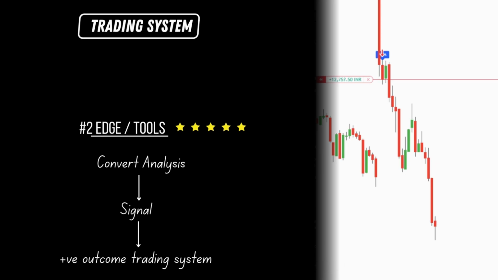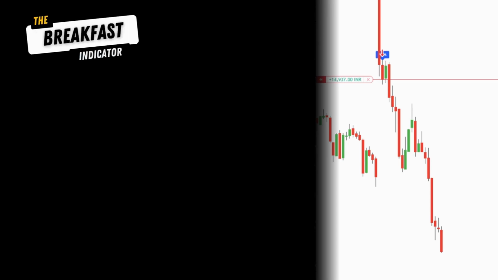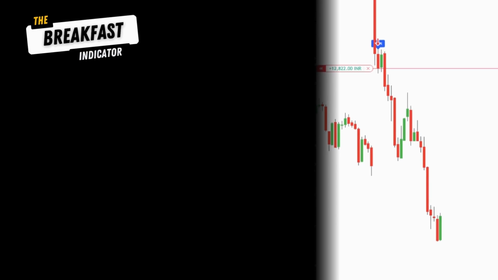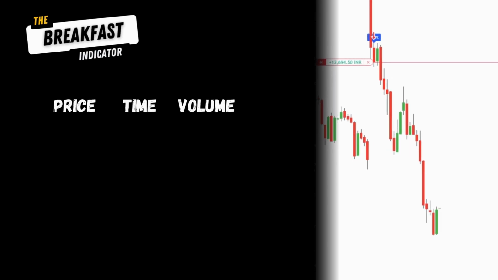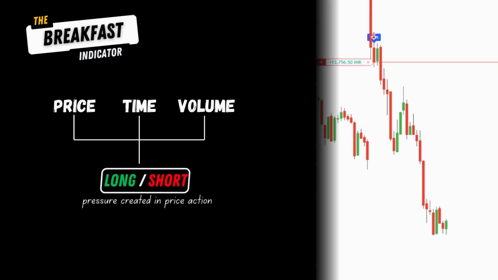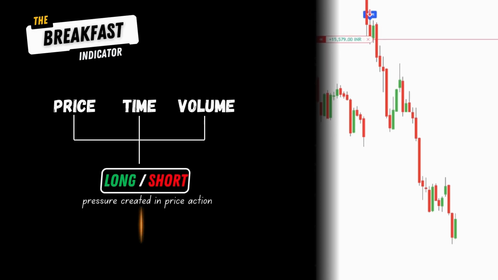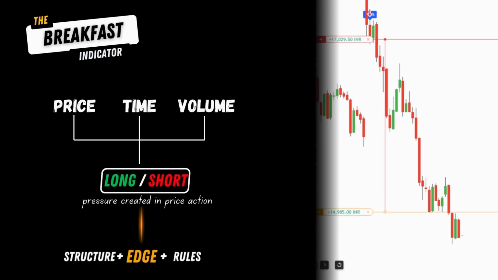So that edge which I'm talking about is our breakfast indicator. The breakfast indicator is based on some calculations of time, price, volume. Because all three elements are involved, this indicator will trigger a signal when there is a long or short pressure created in the price action. But like I said earlier, we cannot simply use an edge, one of the components, for trading. We need to clearly define the trading system. So let's get into a few details.